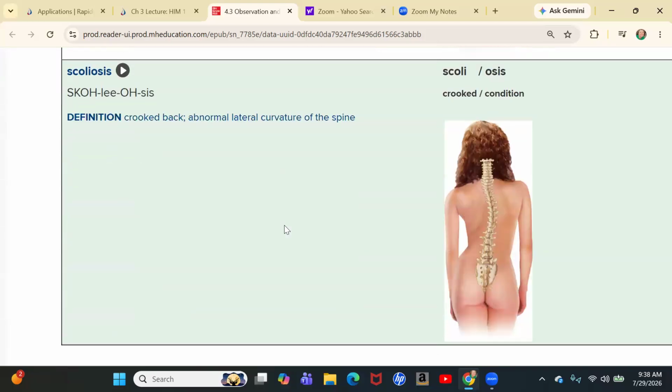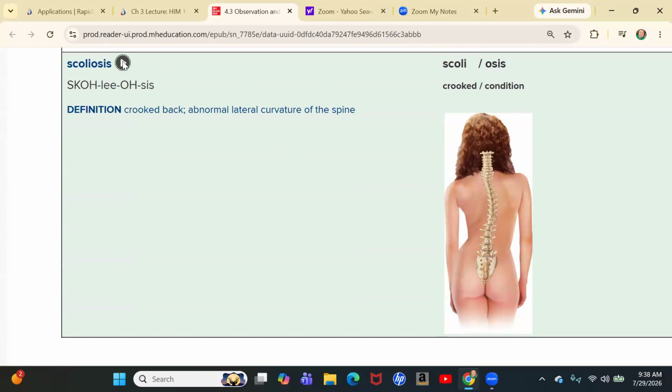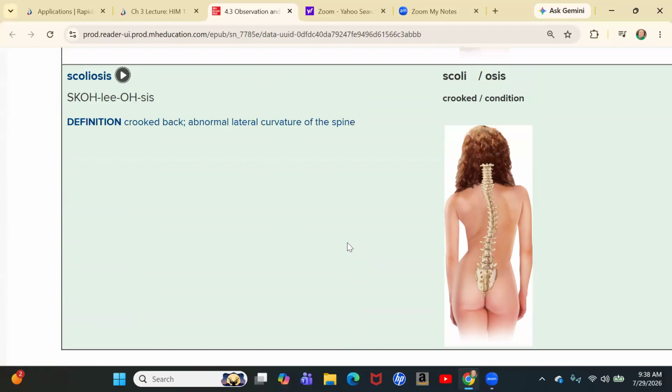And then the next one here, scoliosis. This is the abnormal lateral curvature of the thoracic vertebrae. So crooked or bent. Scolio meaning crooked or bent. Okay, and also think of an S shape. You have this slight S shape here. Notice how one shoulder is shorter or angled down.